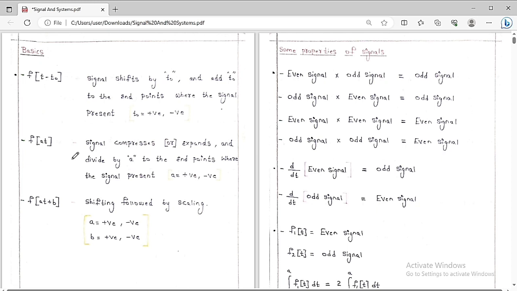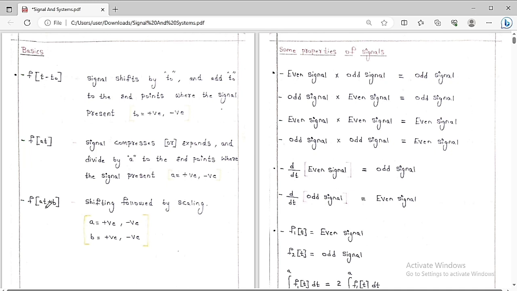If a is less than 1, it is going to expand the signal. So these parts you always have to keep in your mind. Now the next transformation is f of at plus b. In the first case we have basically shifted the signal. In the second case we have basically compressed or expanded the signal.